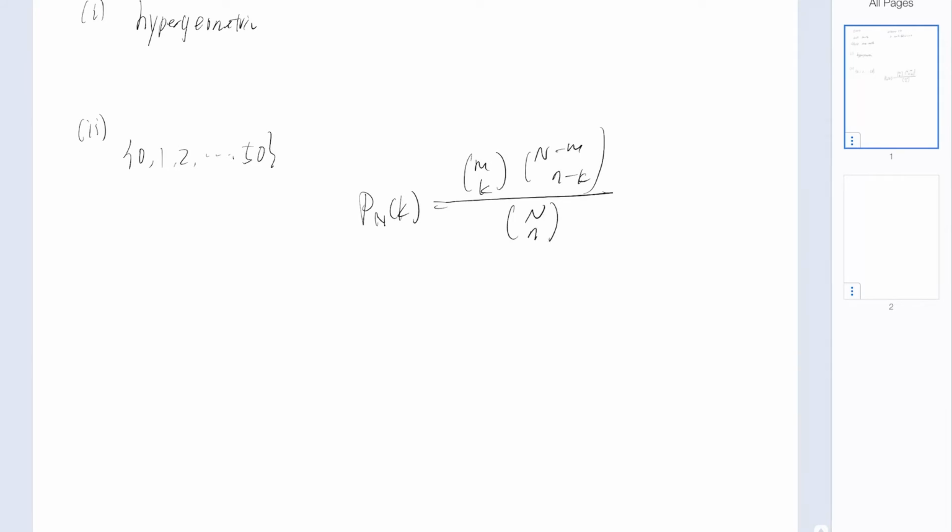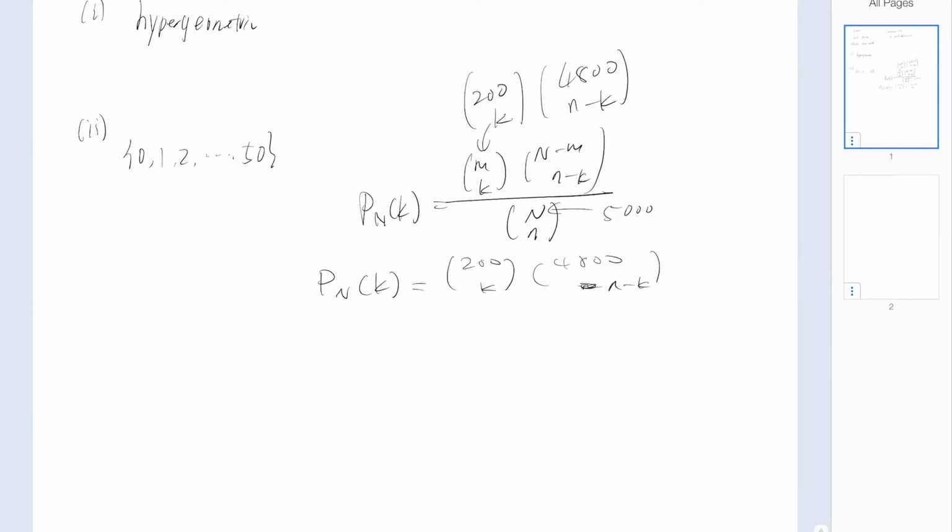N here is basically the big population. So in this case it's 5,000, and from the good part there are 200 students, and we want to choose k students, and from the bad part, the non-math majors, we want to choose n minus k. So the probability distribution of that is 200 choose k times 4800 choose n minus k, over the total, choosing 50 students out of 5,000 students.